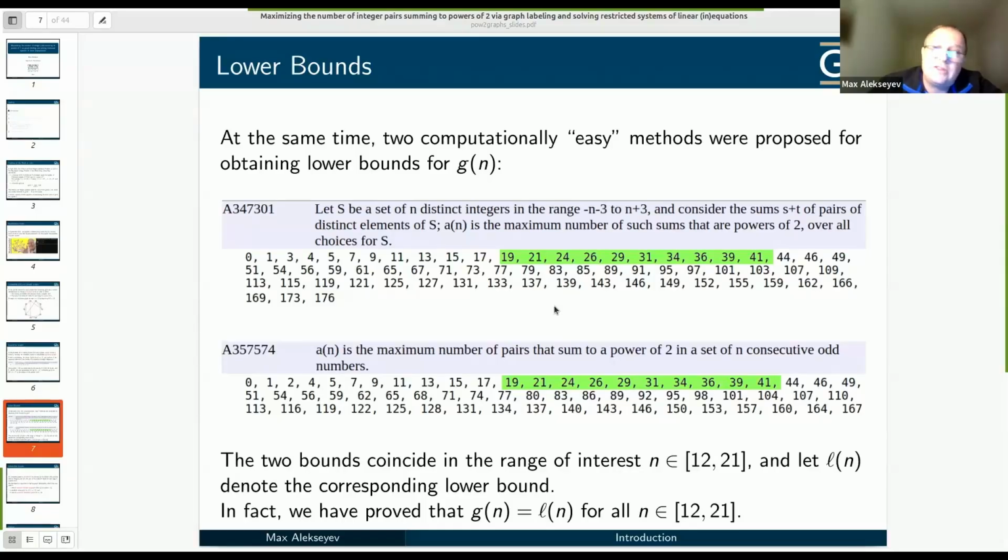So we are going to prove that g of n is equal to those values in the range from 12 to 21. To distinguish the value of g from the lower bound, I denote the lower bound by the letter L. So L of n will be the value of the lower bound for either of these two sequences.